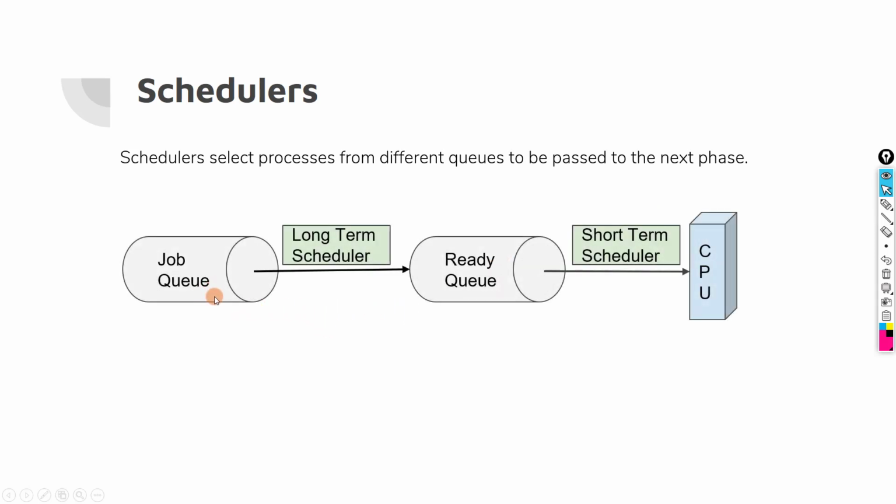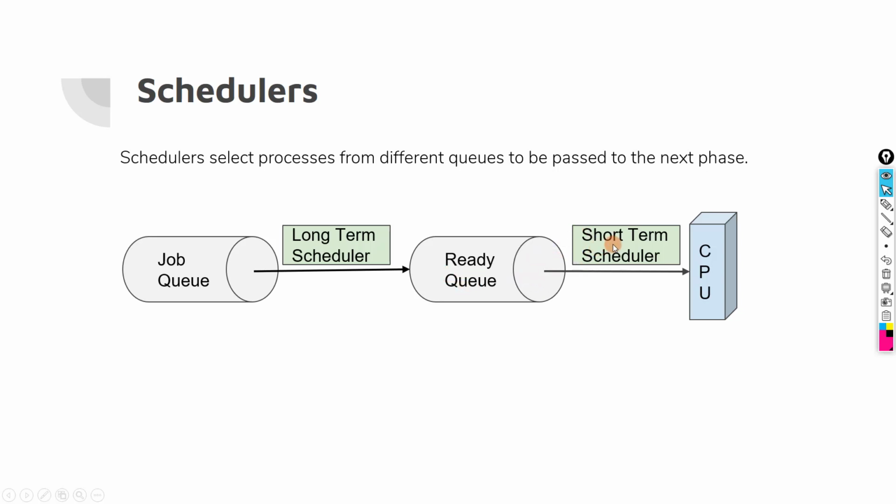There are mainly two types of scheduler. The first one is the long-term scheduler, and the second one is the short-term scheduler. So what does the long-term scheduler do? The long-term scheduler picks or selects processes from the job queue, I mean from the secondary memory, and brings them into the primary memory or the ready queue. So the job of the long-term scheduler is to select processes from the job queue and bring them into the ready queue.